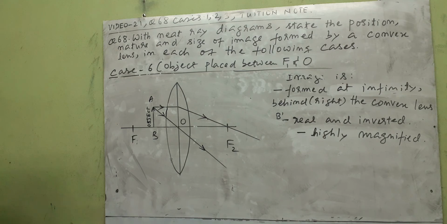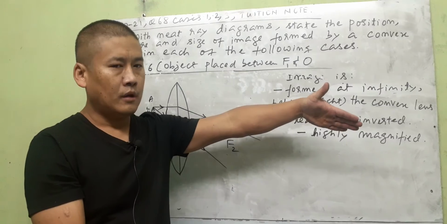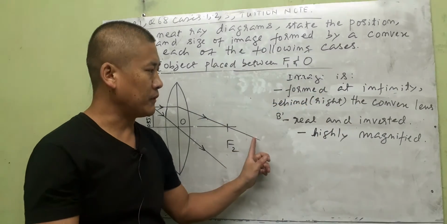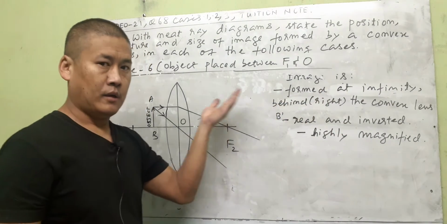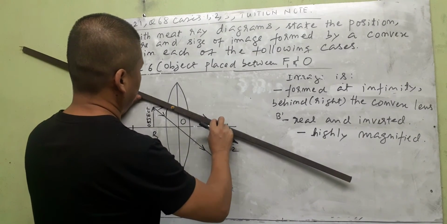Now look at the 2 refracted rays. They're never going to meet because they're diverging on the right. They're never going to meet on the right side. That means the image will not be formed on the right side this time. It will be on the left. How? Okay. Produce the rays backward.